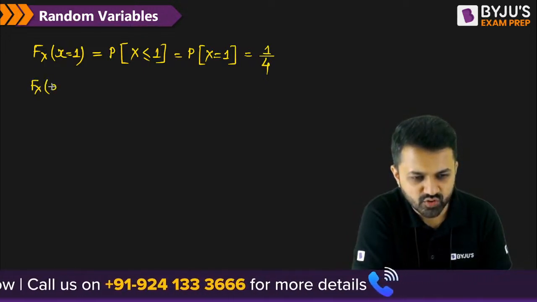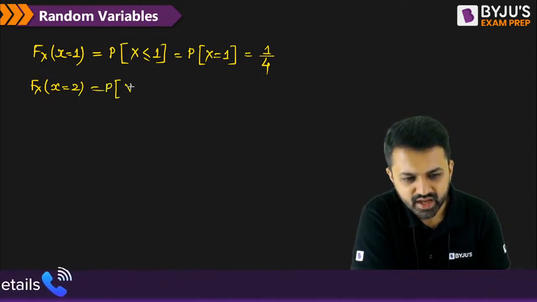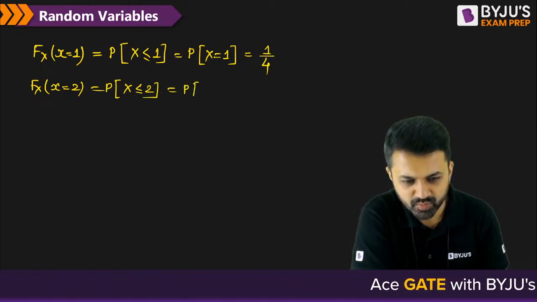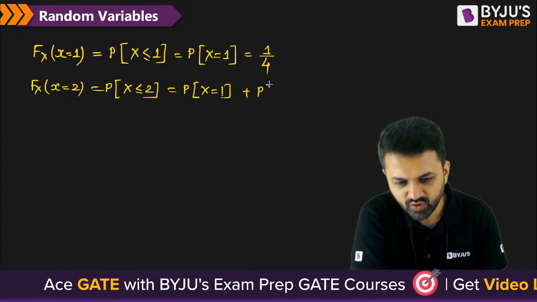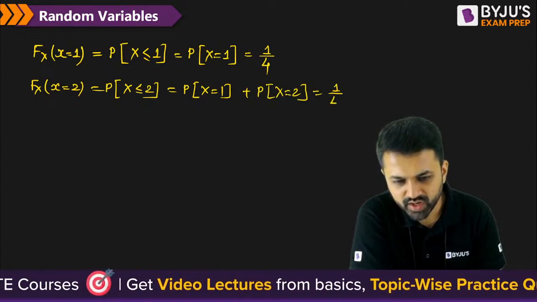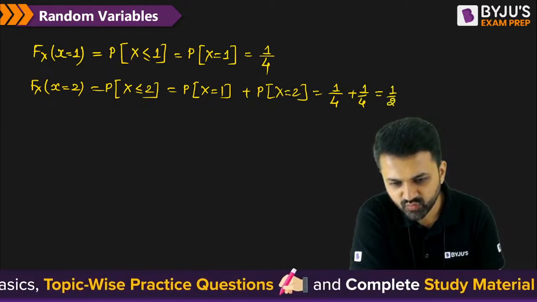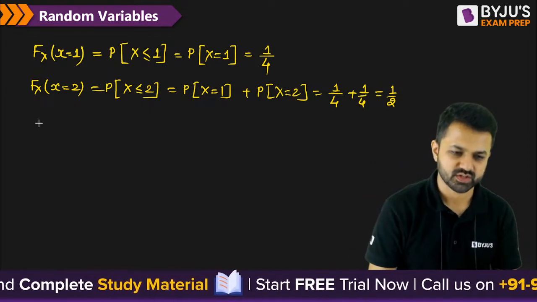Similarly, F of x equal to 2 means the probability that X is less than or equal to 2. So the probability of X equal to 1 plus the probability of X equal to 2. How much would it be? 1 upon 4 plus 1 upon 4, it is equal to 1 by 2.